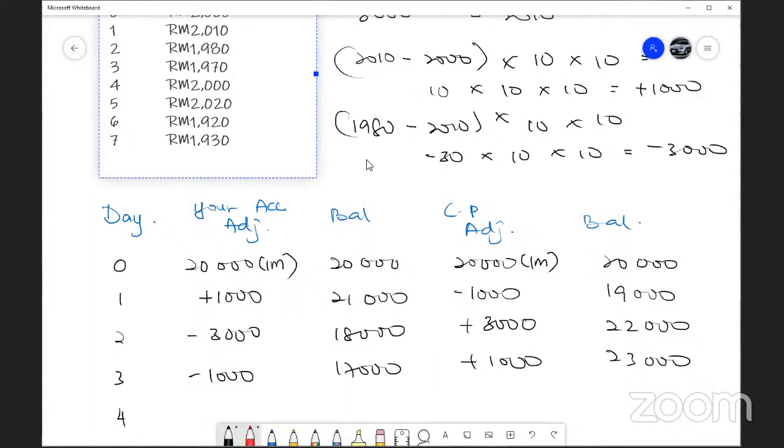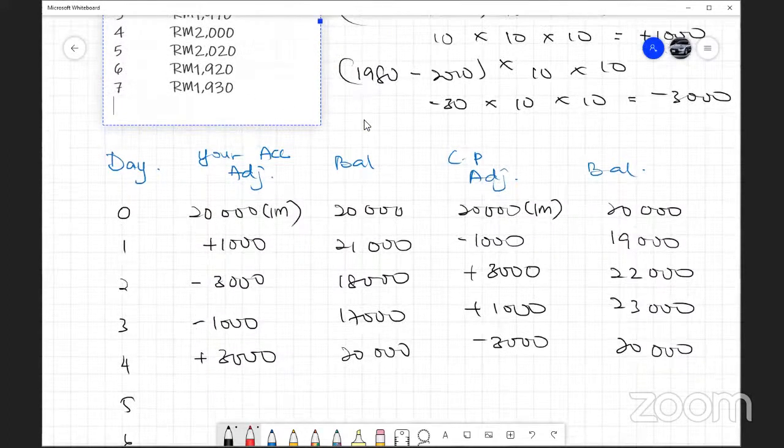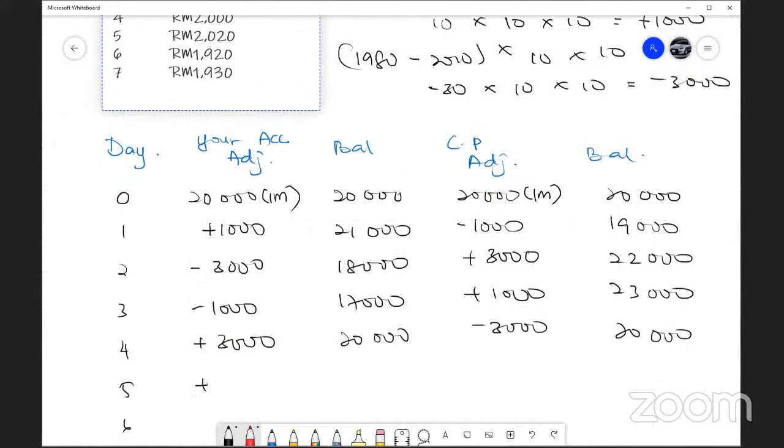Number 4, go back up to 2,000. So very simple. 2,000 minus 1970 is 30. 30 times 10 times 10 is 3,000, sorry. So plus 3,000 here again. Move back up, 20K. Here, minus 3K. Become 20K also. Okay, back to the base. Following one, 2020. Continue go up. Gain another 2K. Become 22K. Minus 2K. Become 18K.